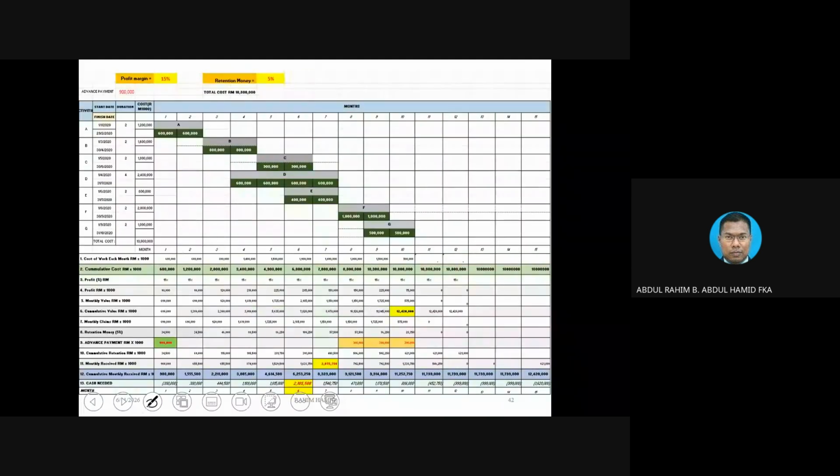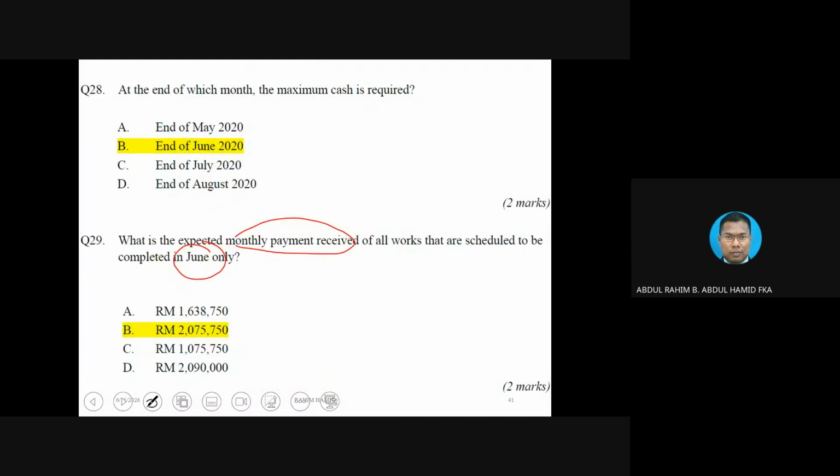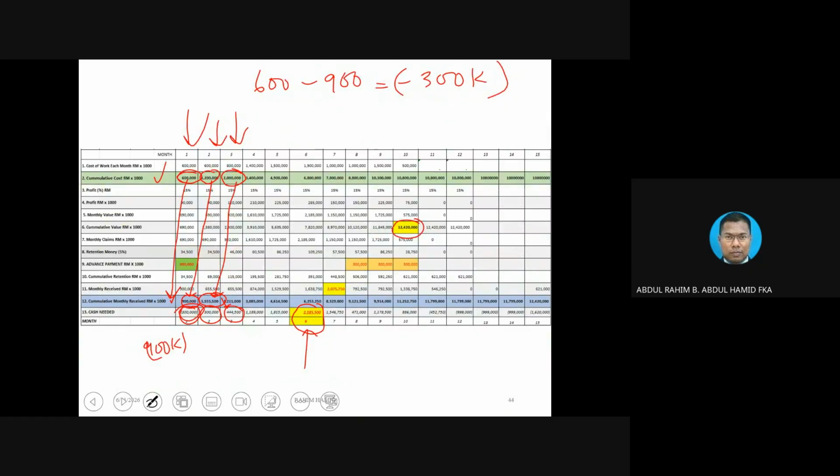The last question, asking monthly payment received on June. Okay, where to zoom in? You are going to zoom in monthly receive. Instead of June, you need to focus on here, July. And you notice the one that I highlighted in yellow, that is the answer. Okay.